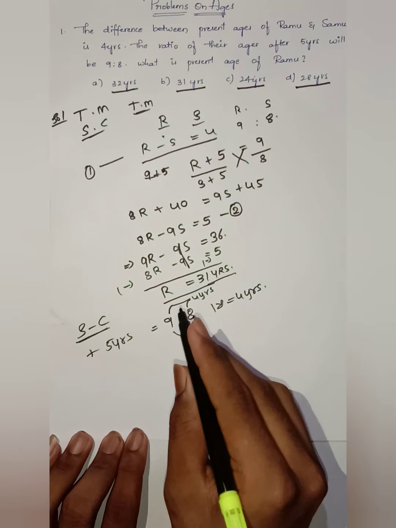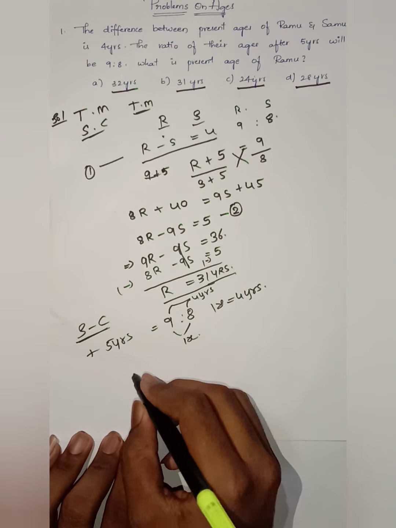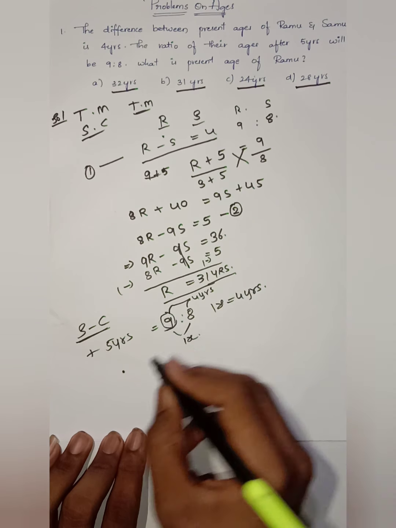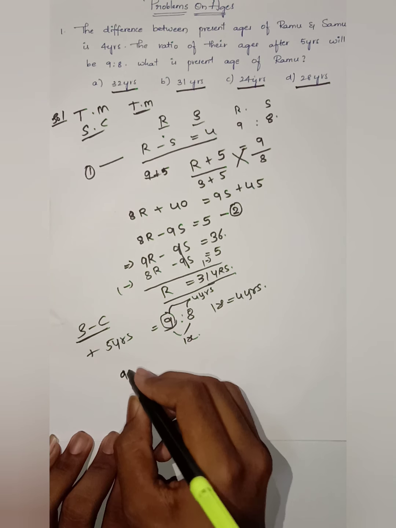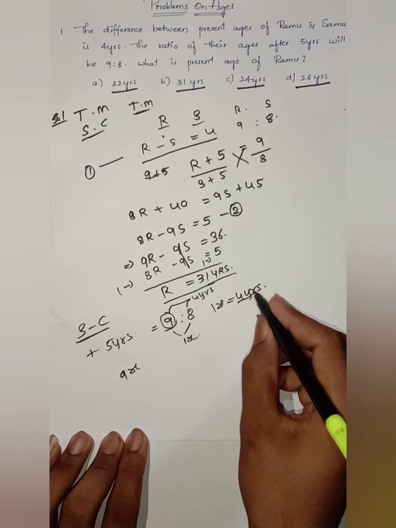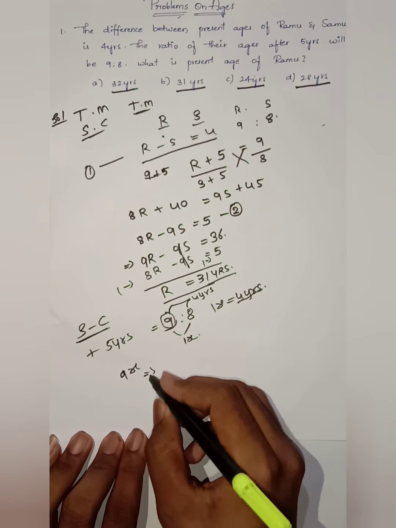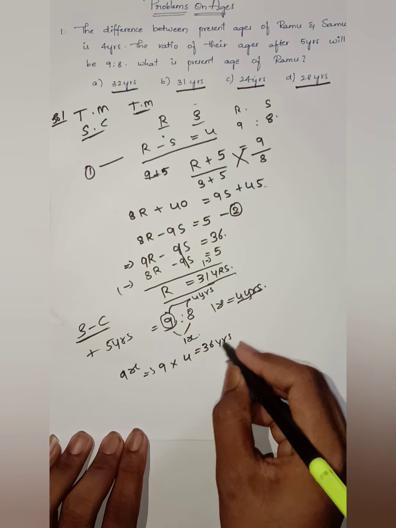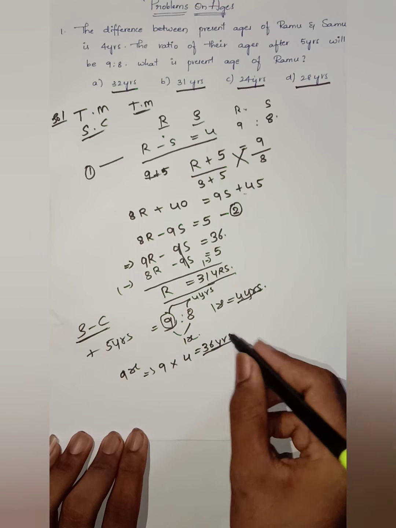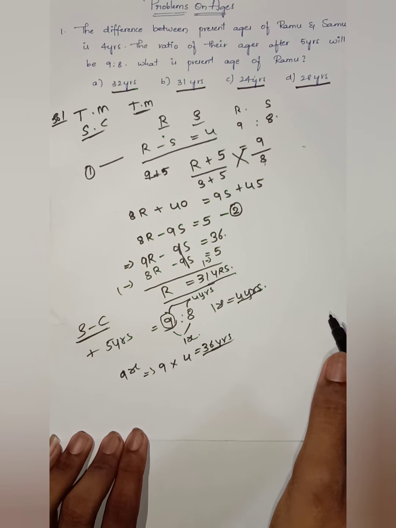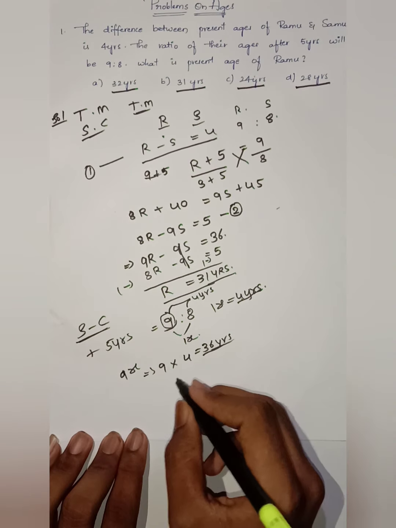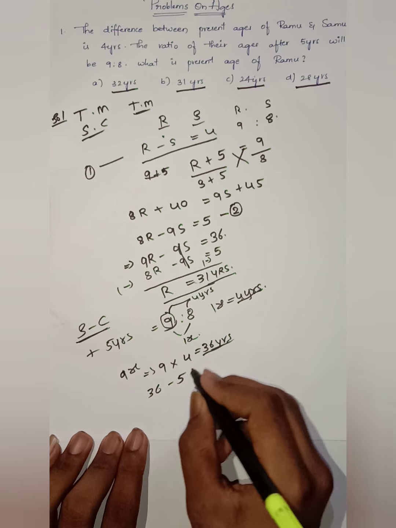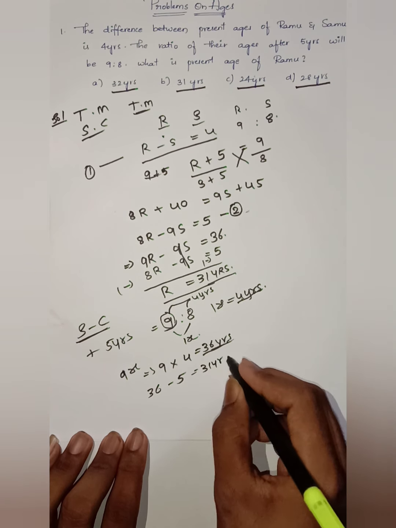In the question it has asked the present age of Ramu. Ramu's age after 5 years is given as 9 in the ratio 9:8, so consider it as 9x. We know that 1x is equal to 4 years, so multiply 9 into 4, which is equal to 36 years. This is the future age of Ramu after 5 years. We have to find the present age, so minus 5 from this age. 36 minus 5 is equal to 31 years.